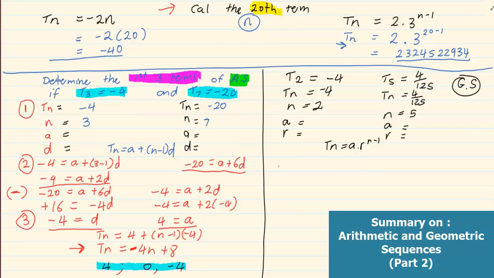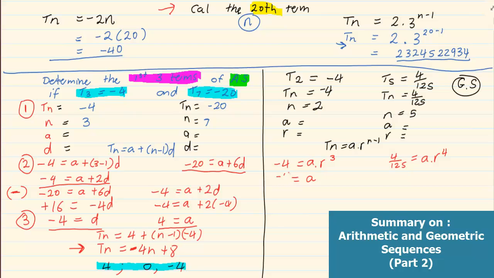Now for term 2, that will give us minus 4 is equal to a times r to the power of 1. And for term 5, we will have 4 over 125 is equal to a times r to the power of 4. Now you cannot use elimination for a geometric. What you can do is you can make a the subject of the formula and then substitute. Again, if you are not familiar with your simultaneous equations, go back to your grade 11 work and learn these sections. They are important sections in grade 12.